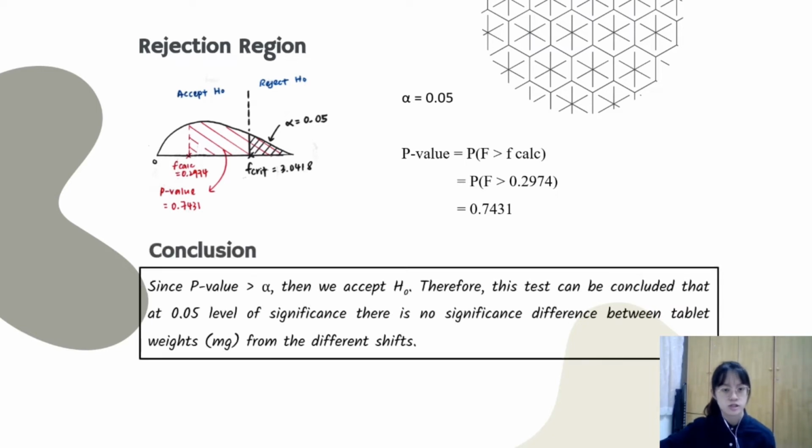So in conclusion, since the p-value is greater than alpha, then we accept H0. Therefore, this test can be concluded at 0.05 level of significance. There is no significant difference between the tablet weight from the different shift.